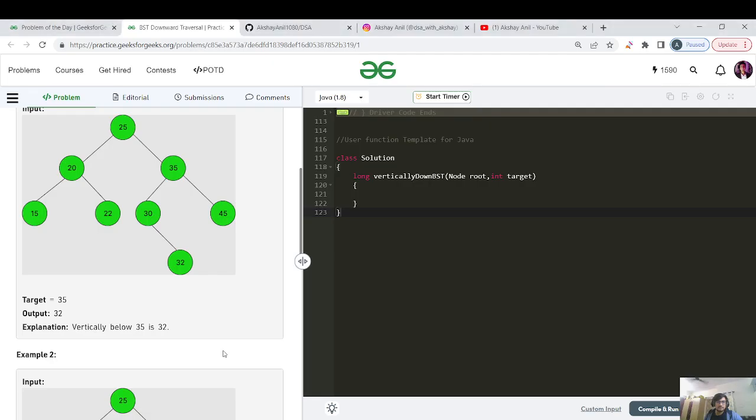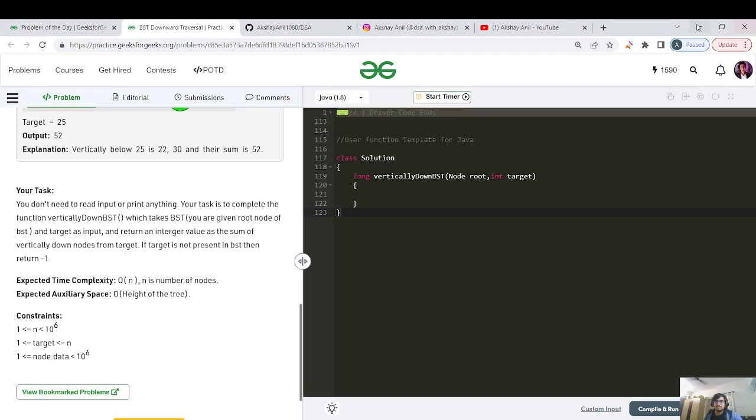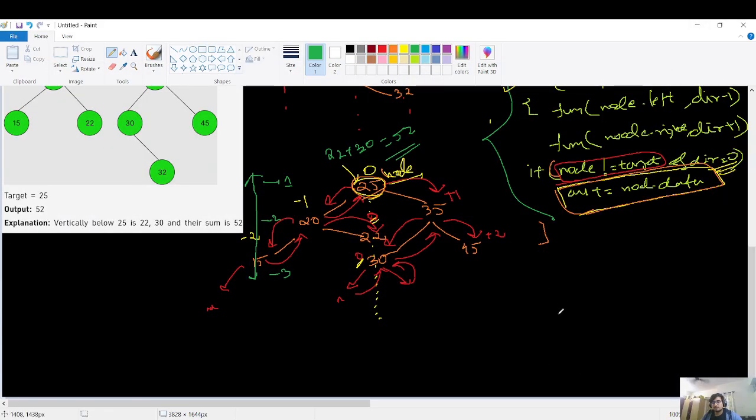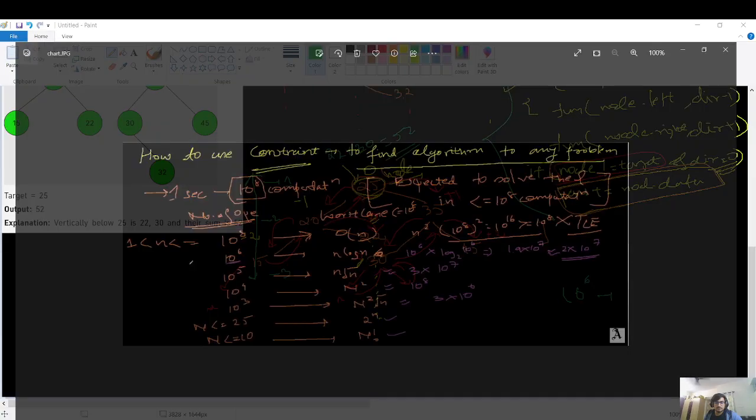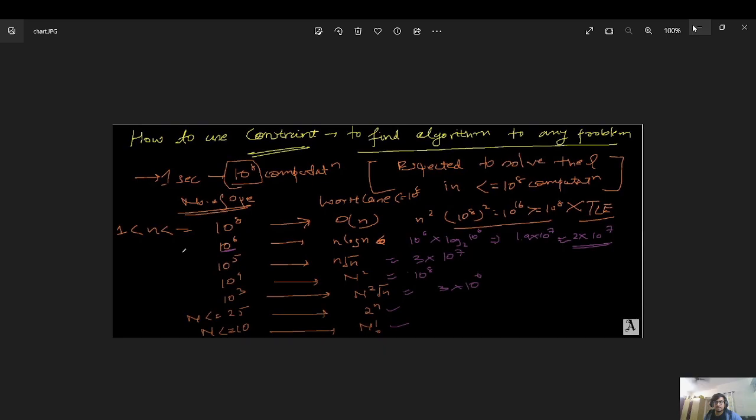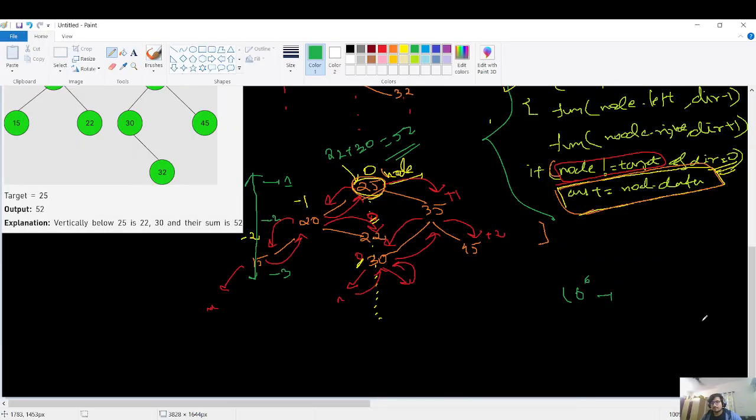And if you look back at the constraint part, the constraint is given as 10 power 6, right? For 10 power 6, the maximum time complexity we can use, if you refer to my chart, is n log n, right? This is the maximum you can use, and you can use anything below it, let's say n. So we are using n here, which is obviously less than 10 power 8, so it should get submitted.